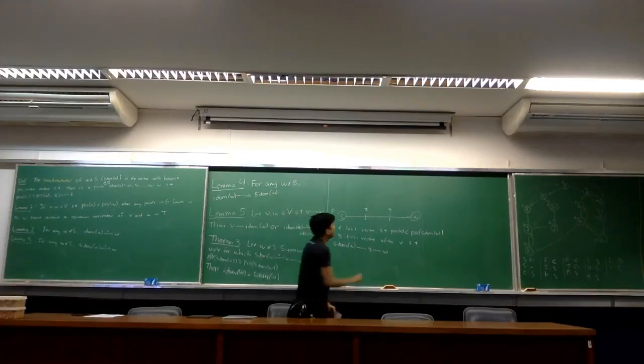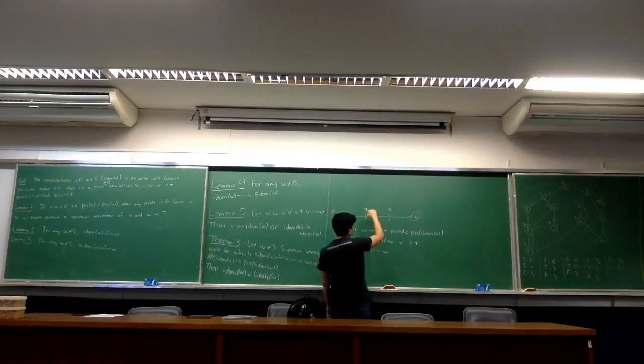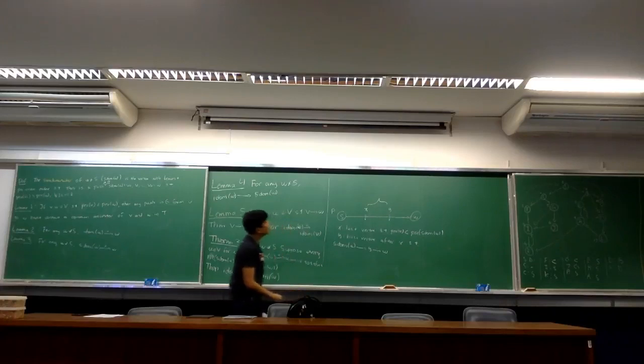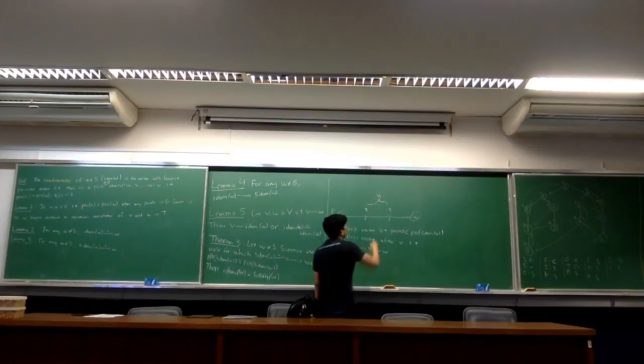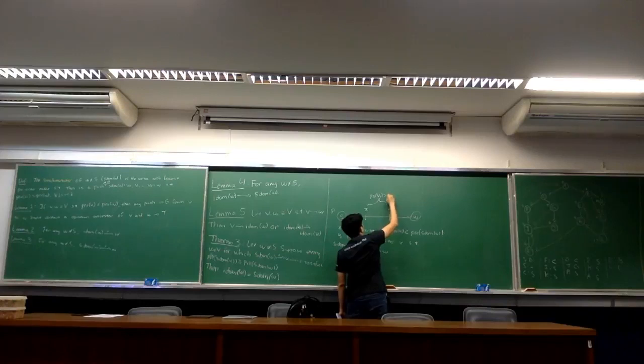Now the trick here is to look at this segment of the path. And I claim that for every vertex here on this path, the preorder of this vertex has to be greater than the preorder of Y.